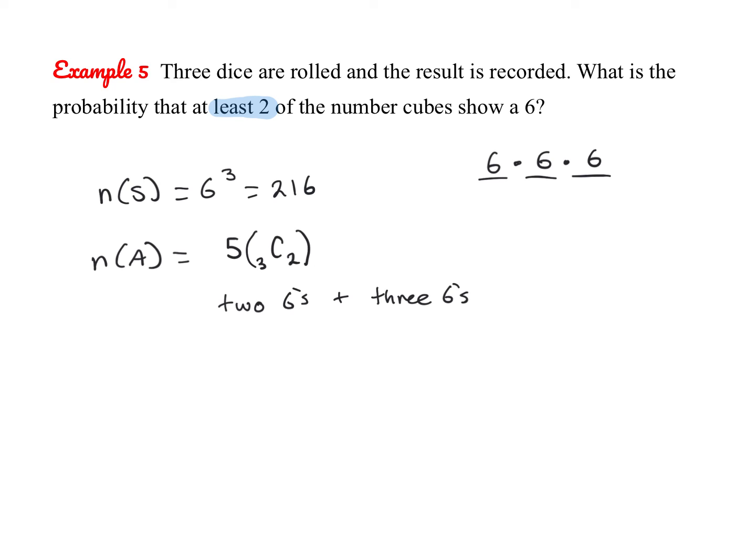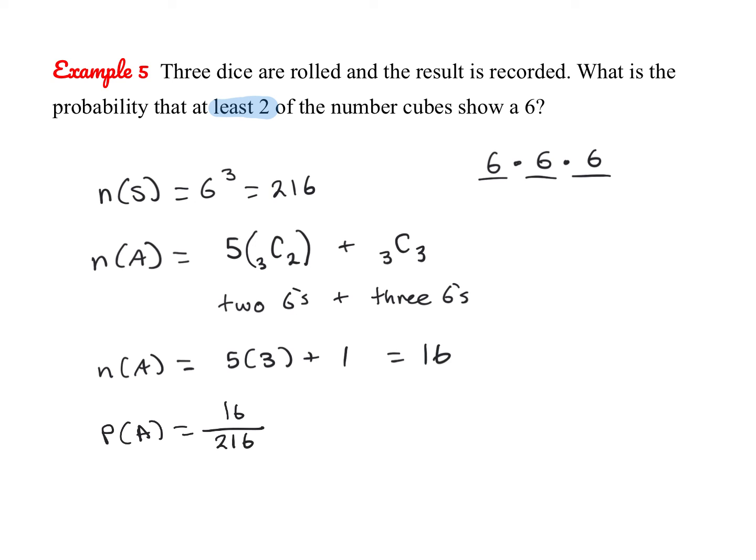Now for the 3 6s, it's a little bit easier since they're all accounted for. It's just 3 choose 3. So you don't have to worry about what's happening with that third dice because all of them are 6s. So this we can plug into our calculator, or you can calculate it by hand. So we get 5 times 3 plus 1, since 3 choose 3 is just 1. So we get 16. So that's the number of outcomes of event A. So to find the probability of event A happening, it's simply 16 over 216, which is 2 over 27.